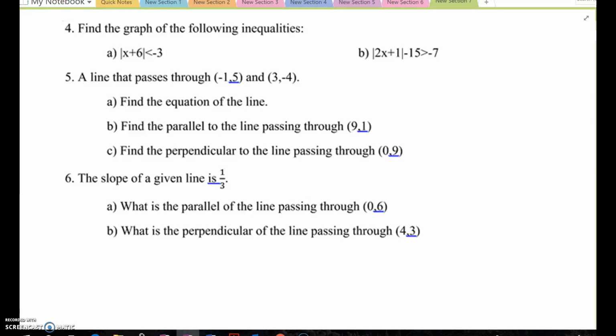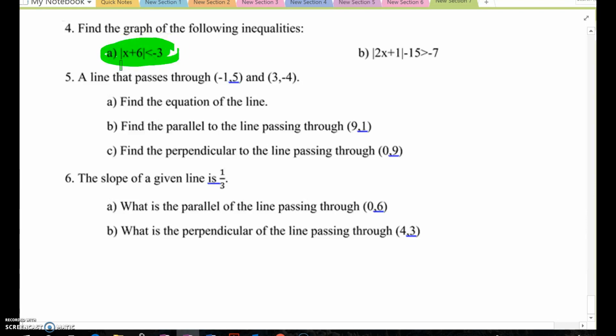Okay, now we are solving for number 4 through 6 here. So number 4, find the graph of the following inequalities. Okay, so first of all, look at a question here.